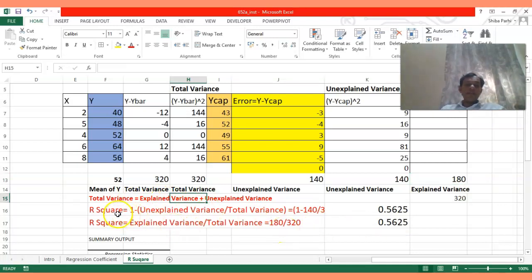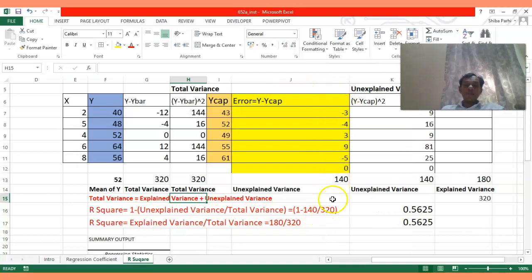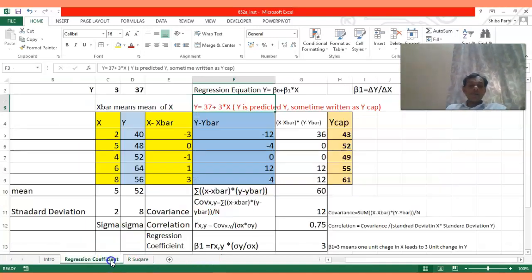Next, the equation for r square is equal to 1 minus unexplained variance by total variance, that equals 1 minus 140 divided by 320. So we are dividing by 320, then we are getting 0.562. Then you can also check how much this equation could explain of the total variance: explained variance by total variance, 180 by 320. So 0.5625.